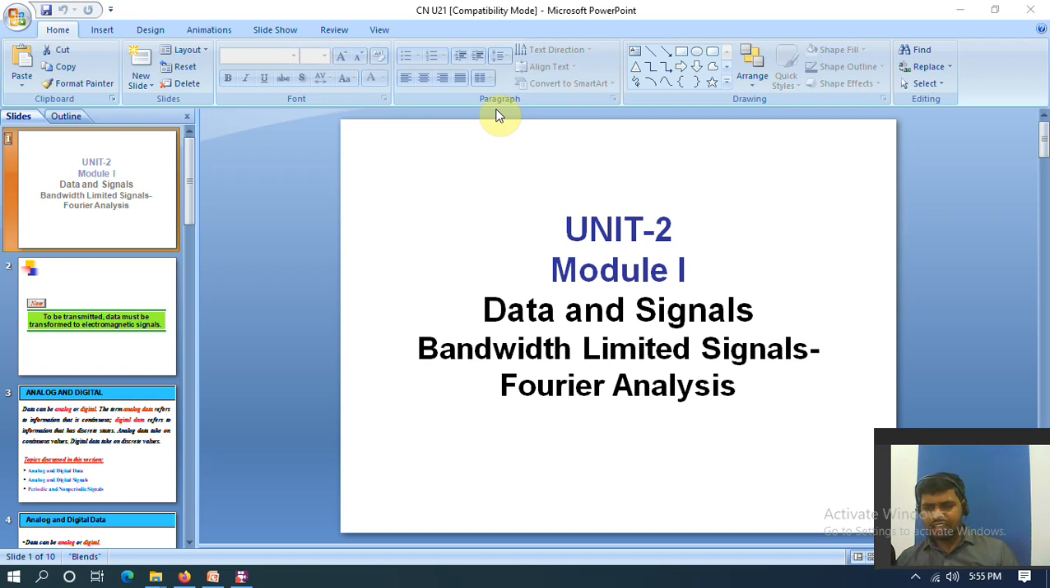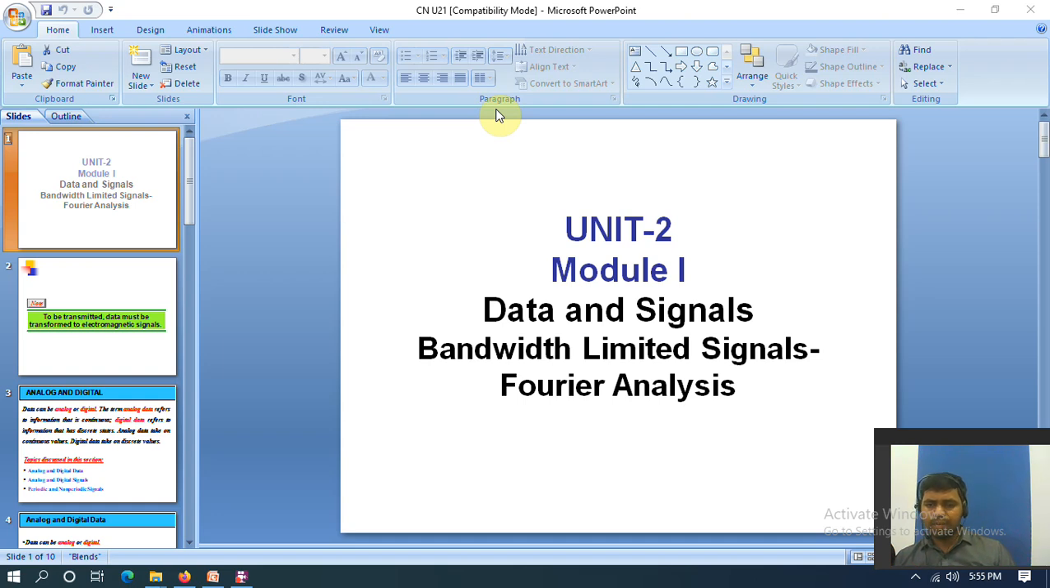And finally, we already know that data is a collection of information, right? So data is mainly divided into three categories. The first one is structured data, the second one is semi-structured data, and the third one is unstructured data. Here, what is meant by structured data? Structured data means there is a structure in the data.